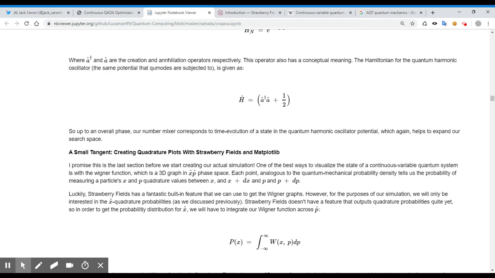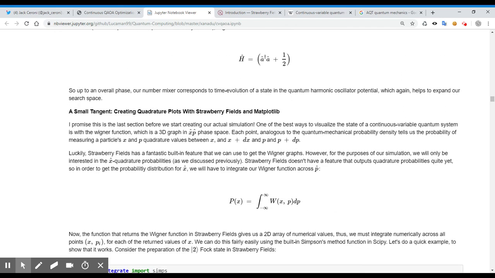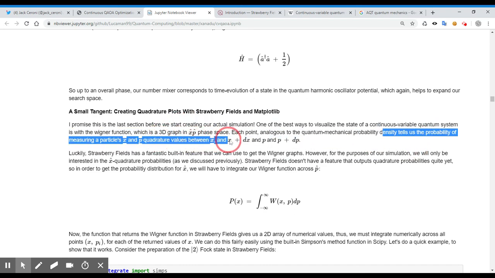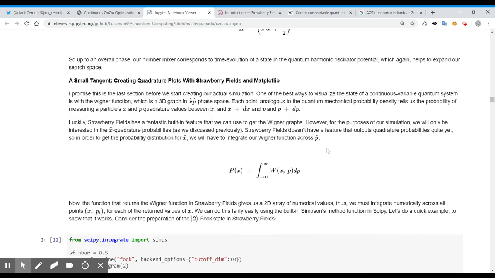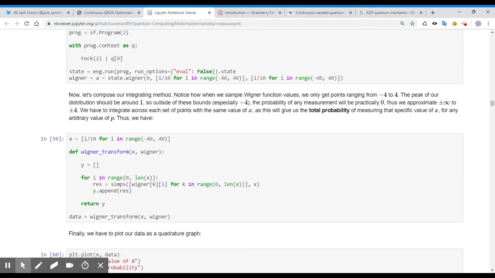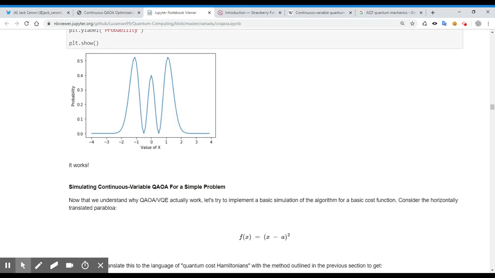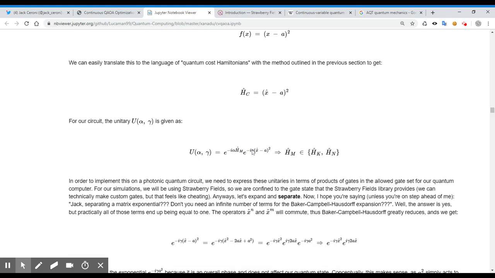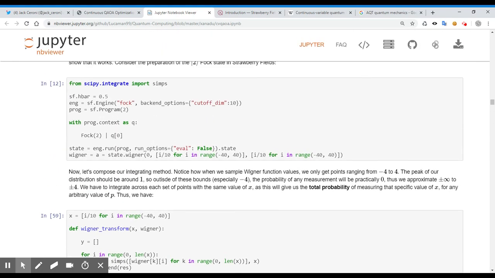Then creating quadrature plots with Strawberry Fields. With the Wigner function, which is a 3D graph of phase space, each point is analogous to the quantum mechanical probability density and tells us the probability of measuring a particle's x and p quadrature values between x and so on. Okay, so this is already getting hands-on with the actual simulation. And this is the same thing as the blog post. So maybe I'll try to let that sink in for a bit.